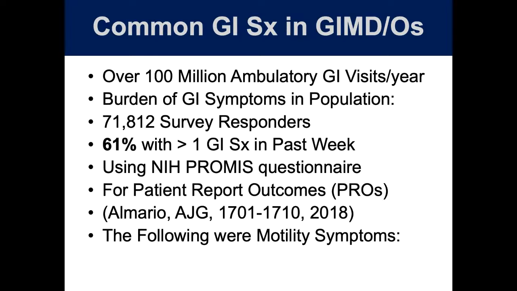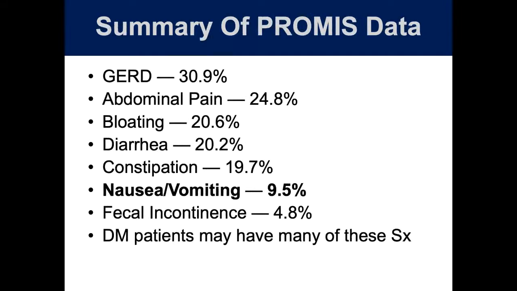The NIH PROMIS study done at UCLA, published 3 years ago, realized that since there were over 100 million ambulatory GI visits in a year, they surveyed over 70,000 people and found that over 60% had one GI symptom in the past week. And what are those? Well, reflux about 30%, abdominal pain 25%, bloating, diarrhea, constipation around 20%, nausea, vomiting, my particular interest, about 10%, fecal incontinence 5%. And diabetic patients have many of these symptoms. In fact, all of our diabetic patients at one point or another have all of these symptoms.